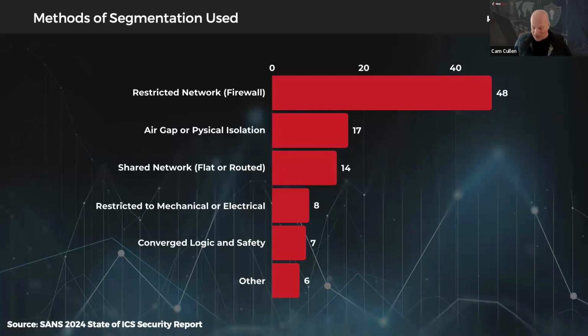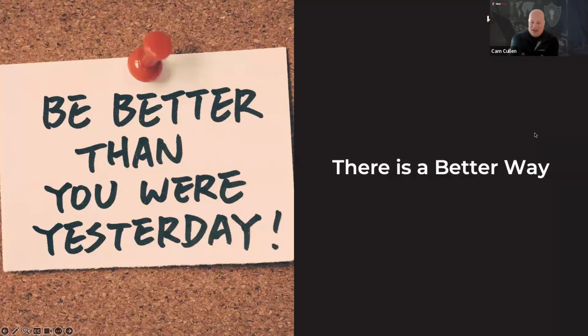In fact, another answer we get when we ask, okay, well, tell us about the segmentation that you've implemented: well, we have a firewall between our IT network and OT and a DMZ. It's kind of like the Purdue model. We have a layer 3.5 DMZ. And okay, now how are you segmenting inside that OT network? Oh, well, we're not doing that. And the reason is because it's too hard.